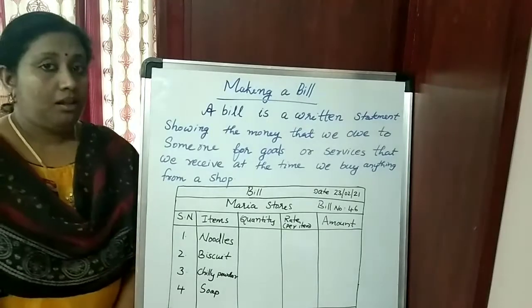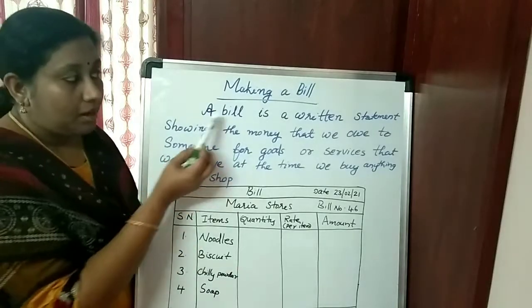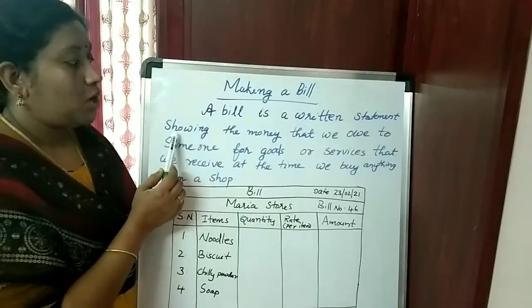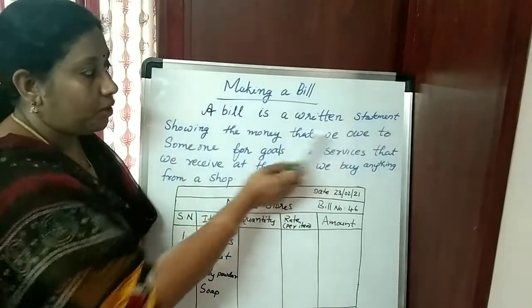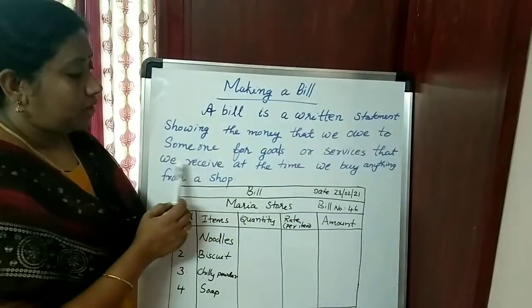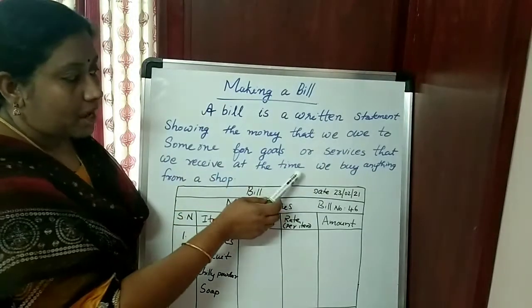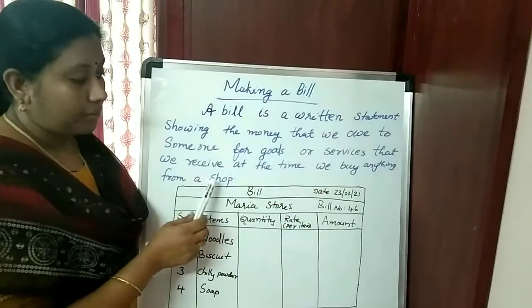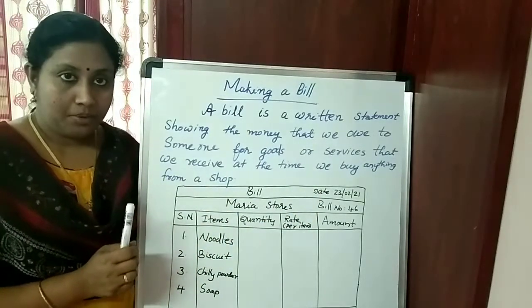What is a bill? A bill is a written statement showing the money that we owe to someone for goods or services that we receive at the time we buy anything from a shop.